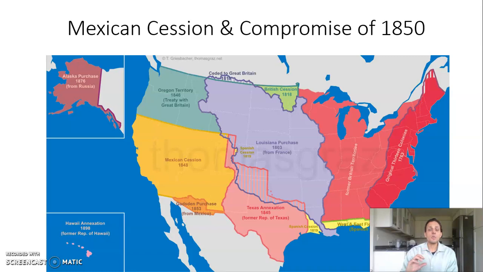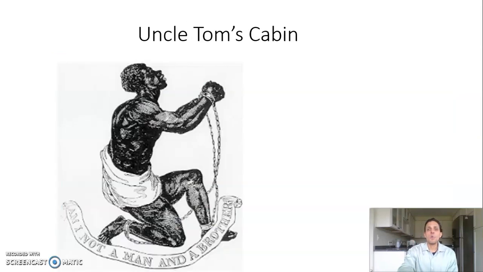Because increasingly the North is becoming more and more anti-slavery, if not abolitionist. More people are turning towards the anti-slavery viewpoint. And so what it leads to is a very famous book written by an author named Harriet Beecher Stowe, who is the daughter of famous Second Great Awakening preacher Lyman Beecher, and she writes this book called Uncle Tom's Cabin.